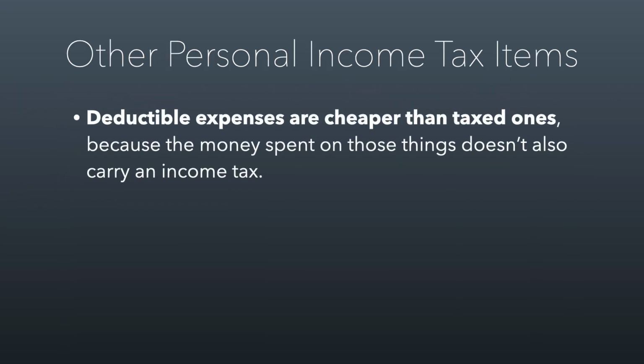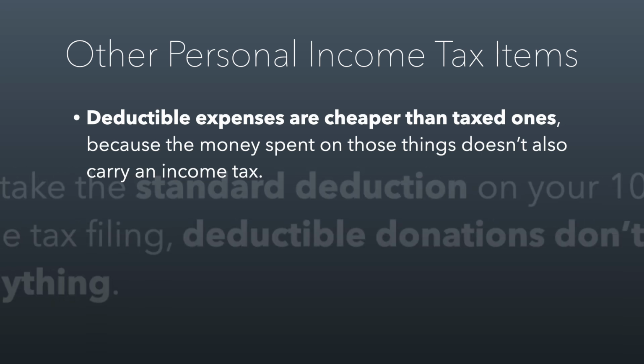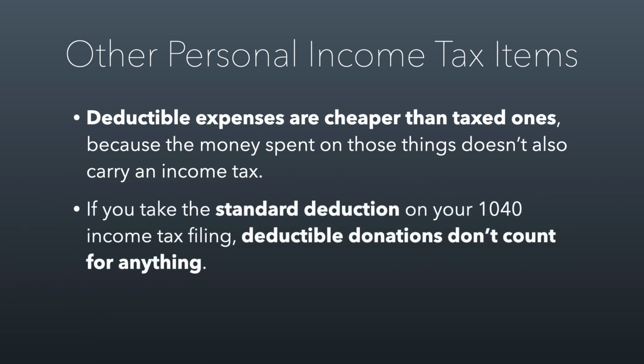And so that brings us to this first point. Deductible expenses are cheaper to us than taxed ones because the money spent on those things doesn't also carry an income tax. And so what this should mean is people should want deductible expenses more than regular expenses. Like it's cheaper to make a donation than to buy a candy bar, dollar for dollar. And so you should hopefully want to make more donations as a result. At least that's the theory. But it's important because there are some complications to this.